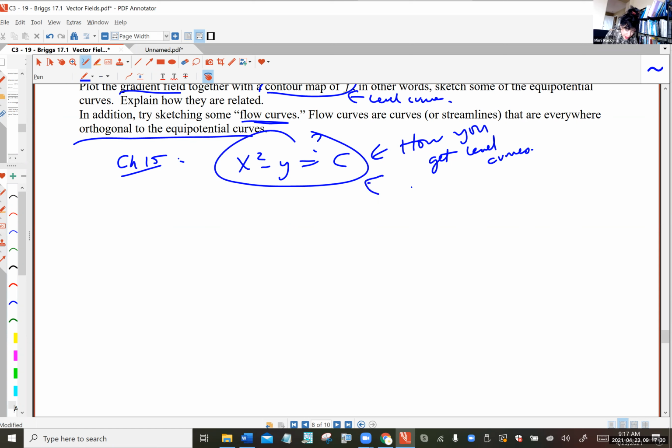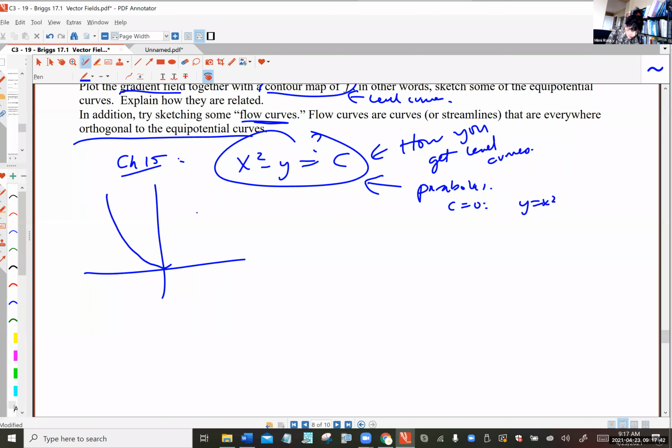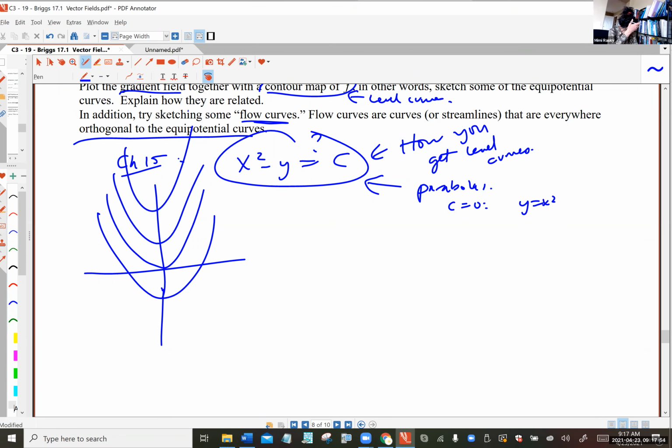So what does this remind you of? Well, I claim if you rearrange it, these are parabolas. You can let c equal 0. If you let c equal 0, you get y equals x squared. That's going to be one of the level curves. And if you let c equal 1, you get y equals x squared minus 1. That's another parabola. So you're just going to get a family of parabolas here. So here's when c equals 0. This is when c equals -1. This is when c equals 1. And just a whole collection.